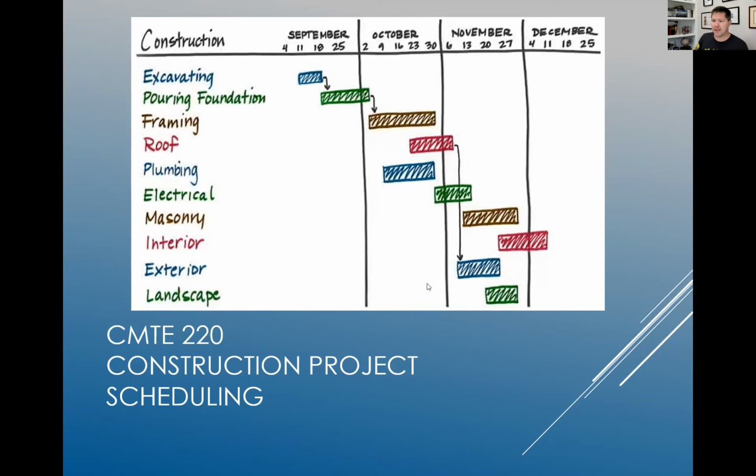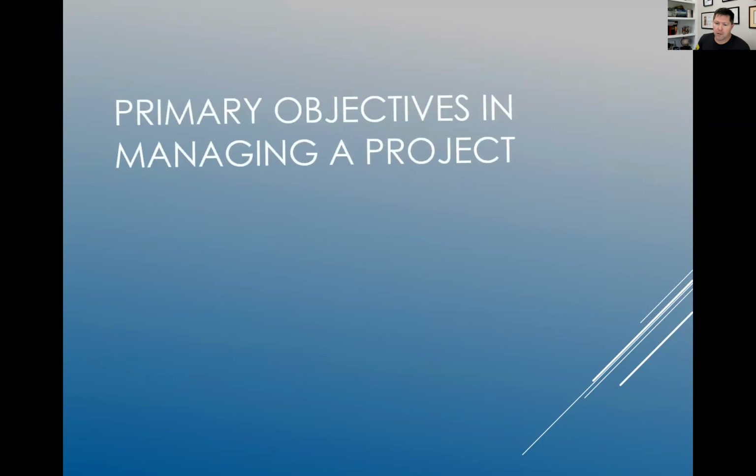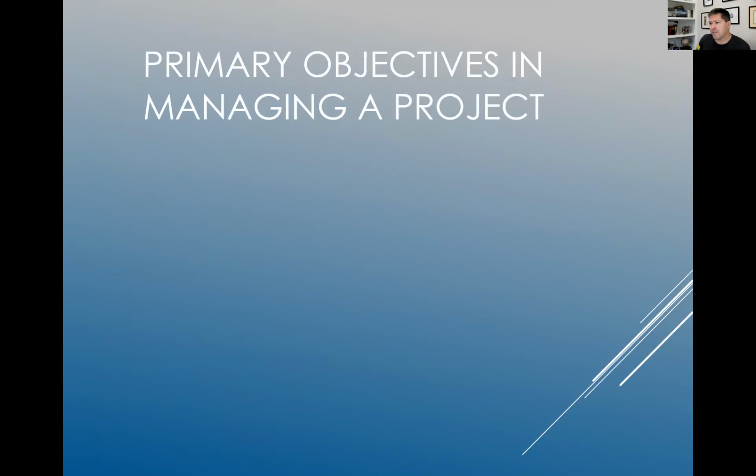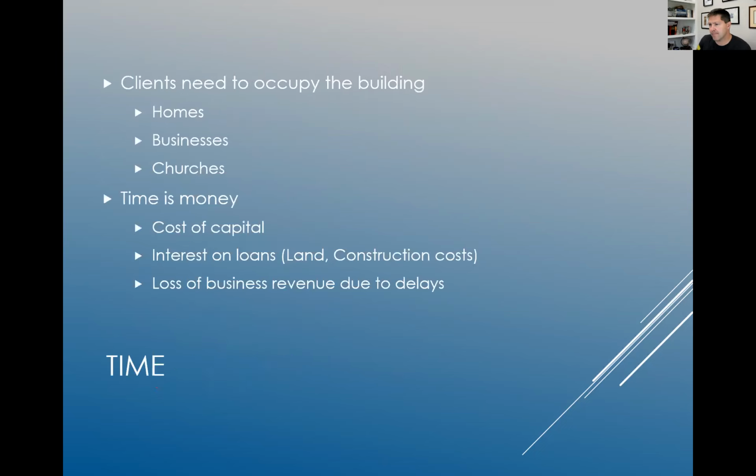So this is CMT 220, construction project scheduling. All right, primary objectives in managing a project: time, budget, quality, safety. Clients need to occupy the building, right? So when we talk about time, time is money. Depending on the structure of your building, it could be a home, a business, a church, whatever. Your clients need to occupy that building.